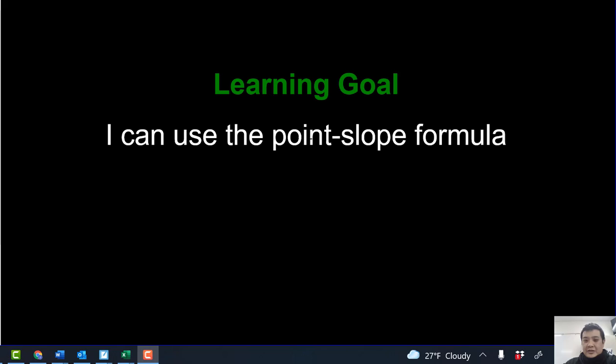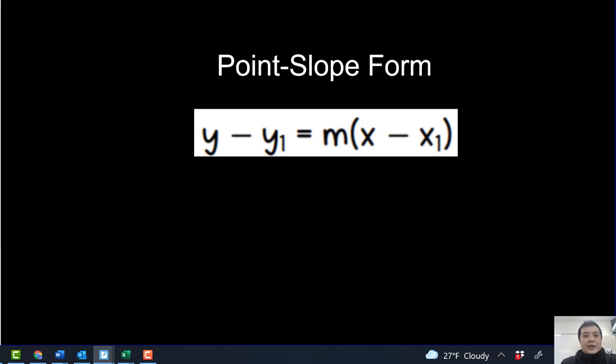Today's learning goal is I can use the point slope formula. This is a continuation of what we've been doing already, and we're going to be applying it to graphs more. So, real quickly, remember that this is the point slope formula, where this is the y value and this is the x value of one point on the line, and this is the slope. M is the slope.